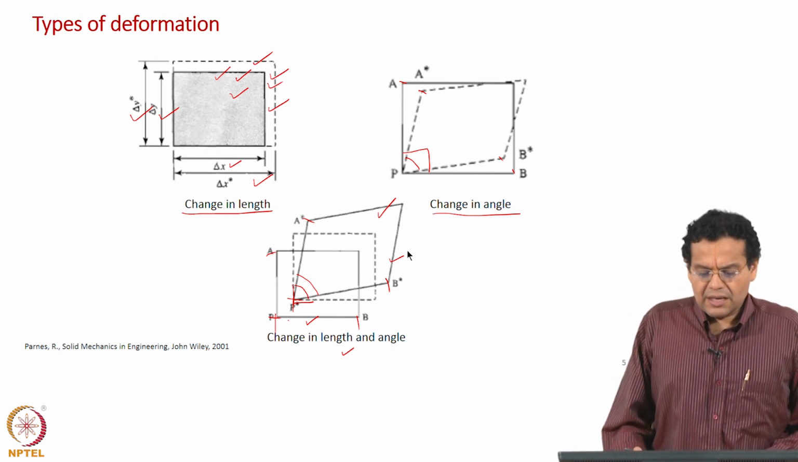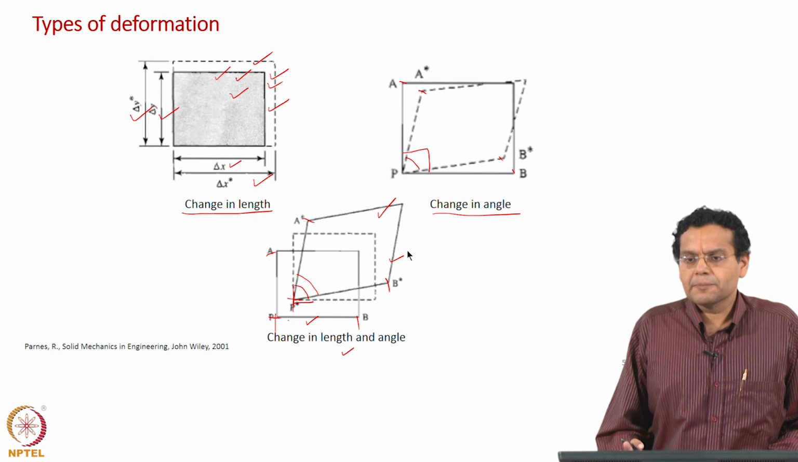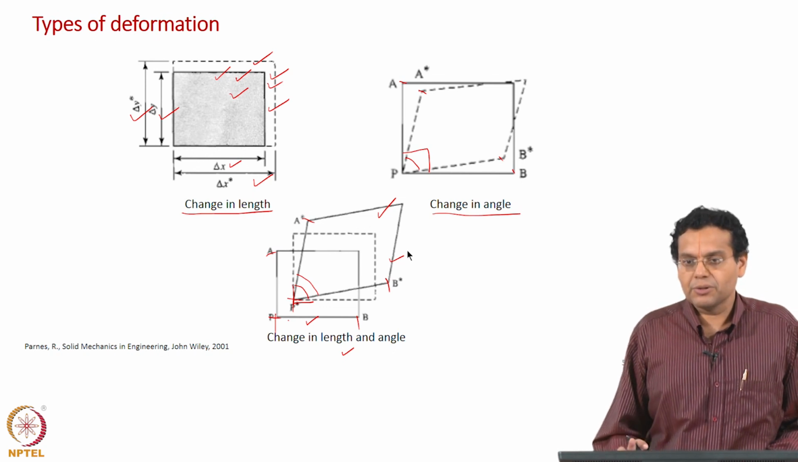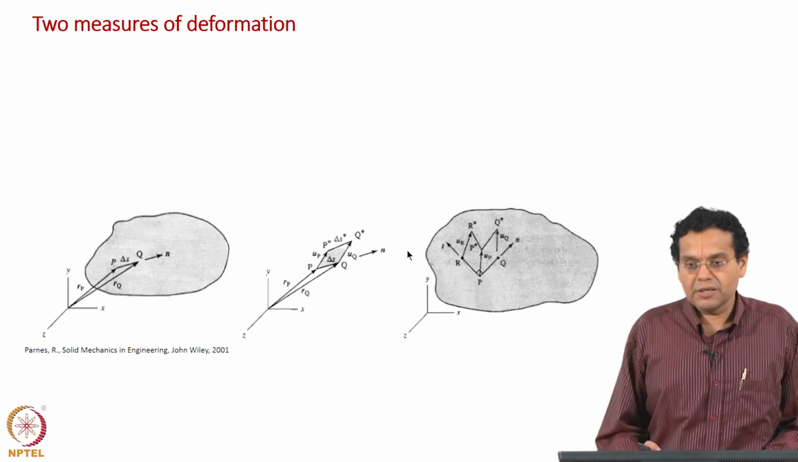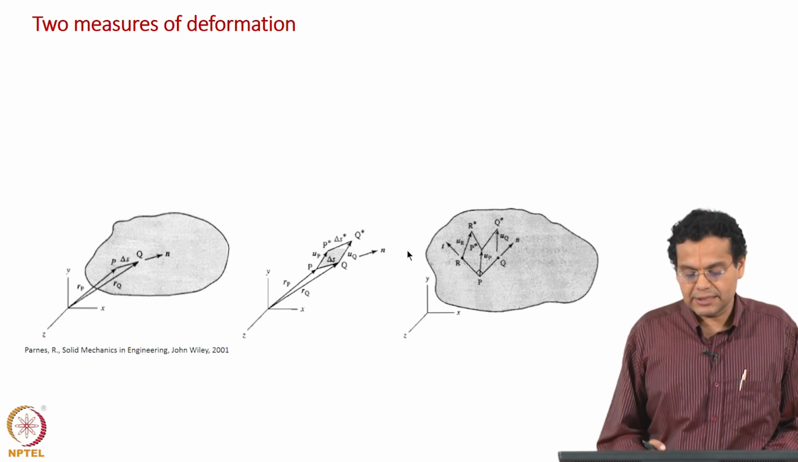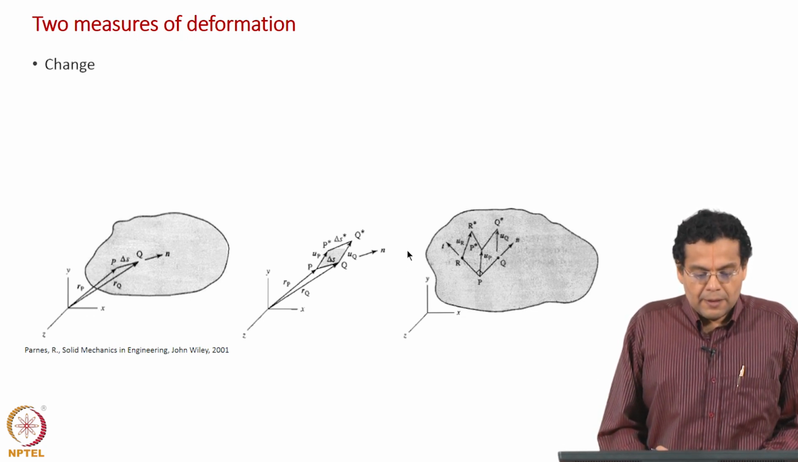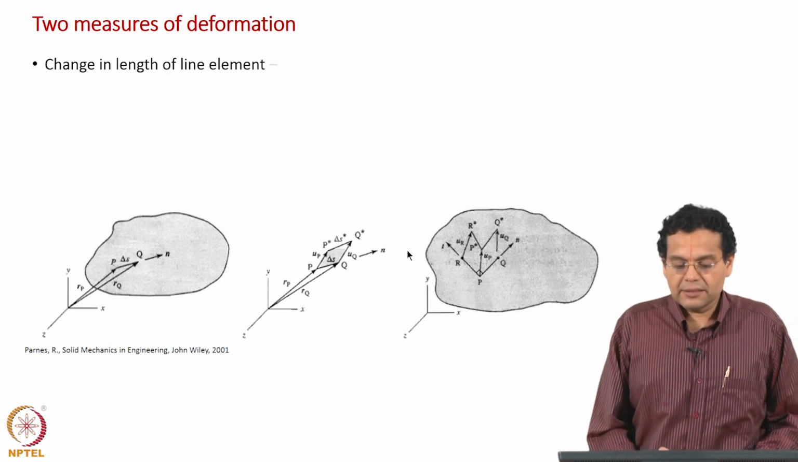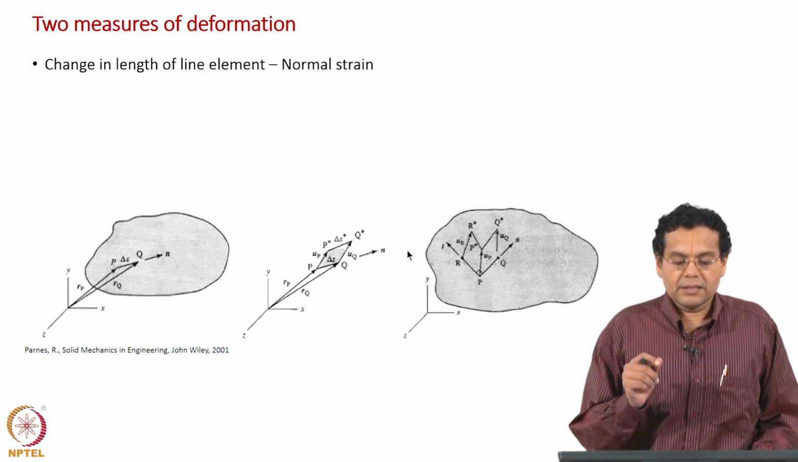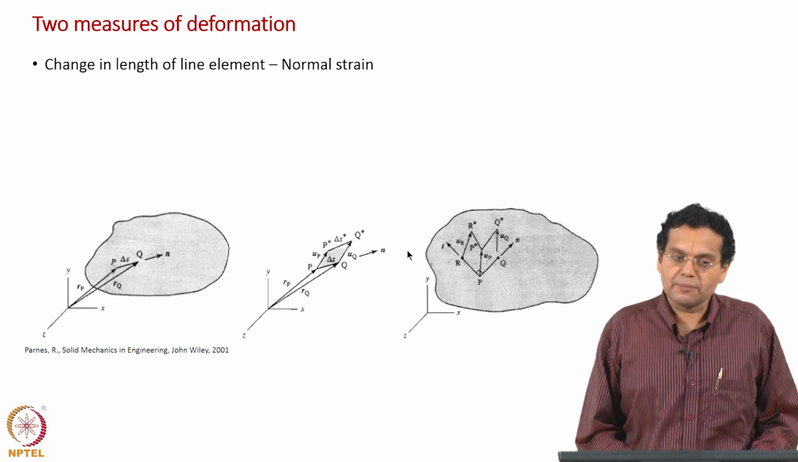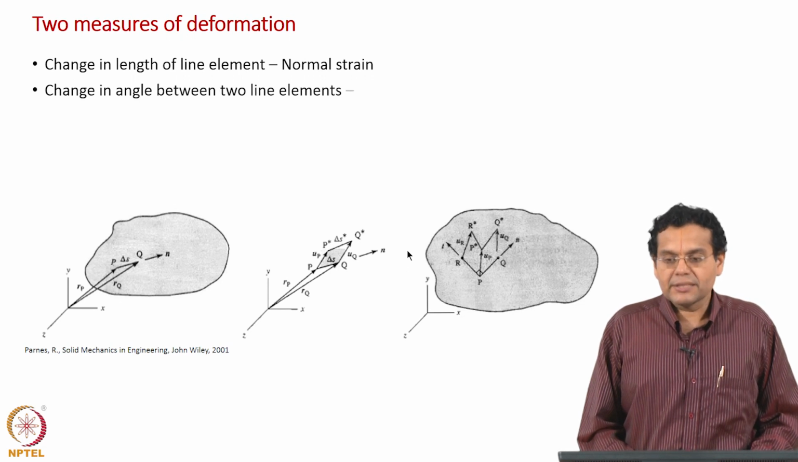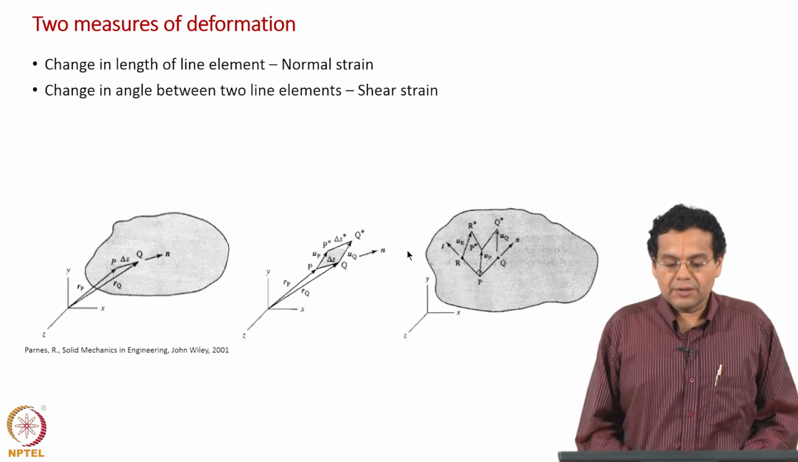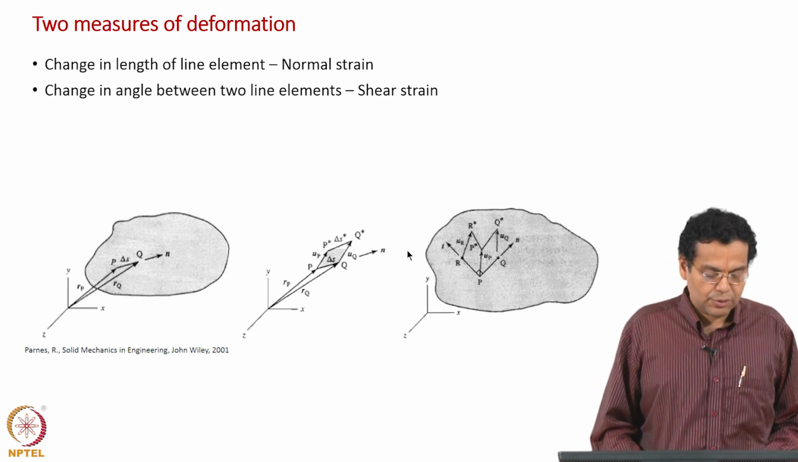Now, we have described this in words. Now we will have to quantify it, and that is what we are going to do. How do you quantify change in length and change in angle? There are two measures of deformation, one for change in length, one for change in angle. Change in length of a line element is quantified in terms of normal strain. For change in angle, you need two line elements, and we quantify it in terms of shear strain. So let us see how we do that.